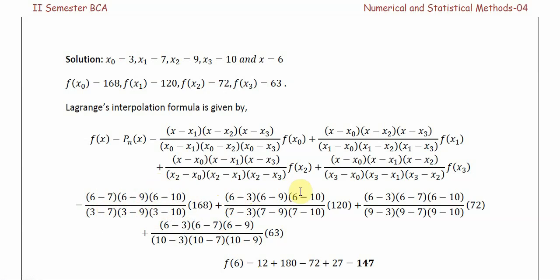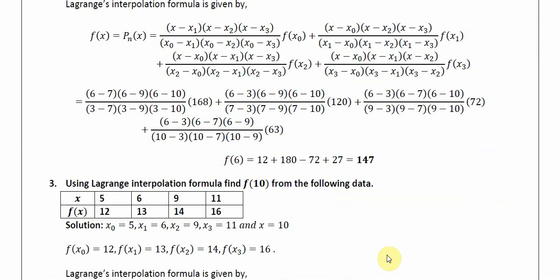After that, multiply all of these, then multiply with 120. Then you'll get a term over here. After division and multiplication, you get the term, that is 180. Similarly, for the third one, the value you get is minus 72. For the fourth one, the value you get is 27. Add up everything, the value you get is 147, which is the required solution.